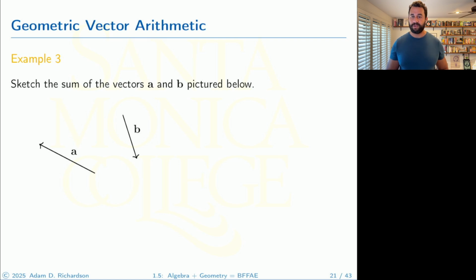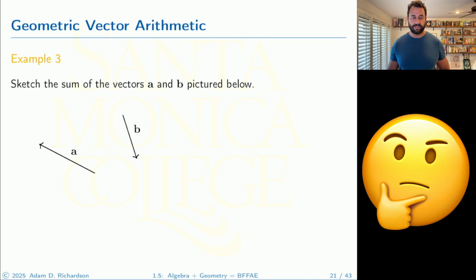Okay, now let's do some practice. Let's sketch the sum of these two vectors, A and B. And I do want you to try this on your own. If you've got the fill-in notes, you can kind of just trace the length. You might want to use a ruler. If you've got a tablet, it's even easier. I'm going to do it right here in just a minute. But I want you to think about what you're going to do first.